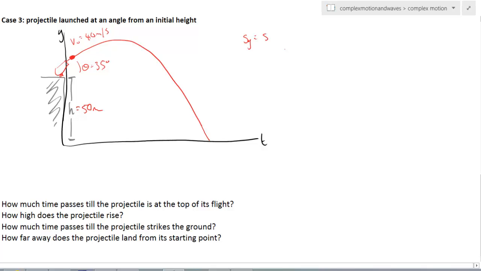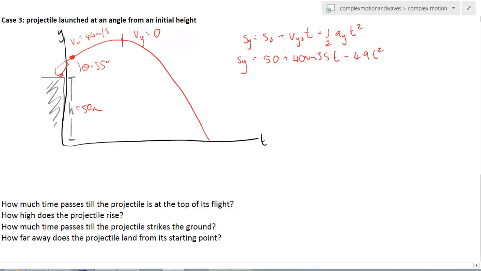Sy is equal to S0 plus Vy0 times time plus half a in the y direction, t squared. And substituting in your values, we're going to put in 50 plus 40 sine 35 times t minus 4.9 t squared equal to Sy. That's our initial equation. To get that time till the projectile's at the top of the flight, remember the top of the flight is when Vy is equal to 0.